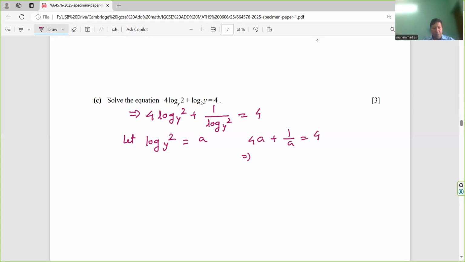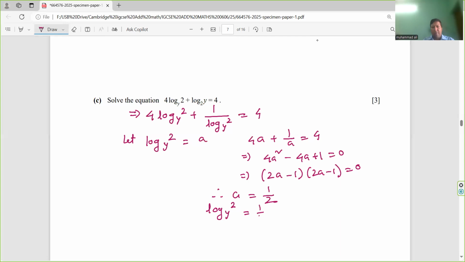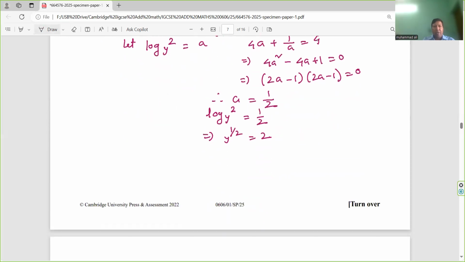If we simplify, we will get 4a square minus 4a plus 1 equals 0. If we factorize, we will get 2a minus 1, 2a minus 1 equals 0. Therefore, a equals 1 by 2. So instead of it, we can write log y base 2 equals half. Converting to index form, y to the power half equals 2. If we take square on both sides, we get y equals 4. So final answer will be y equals 4.